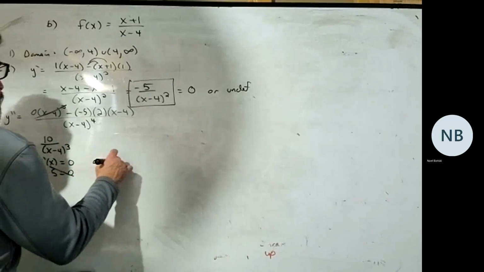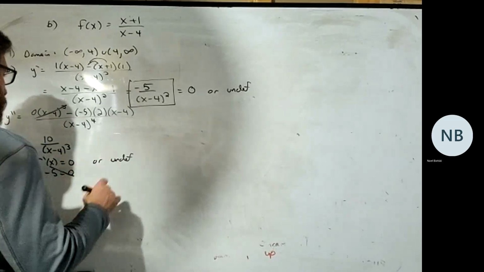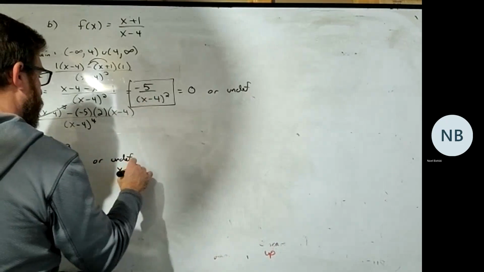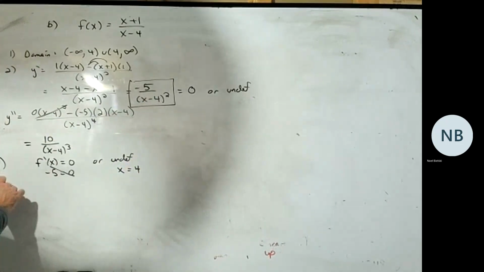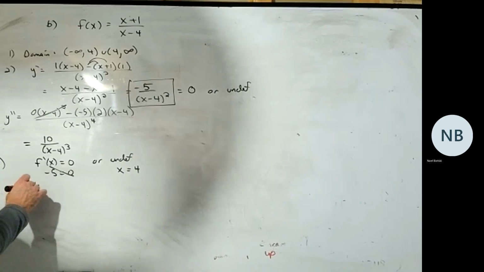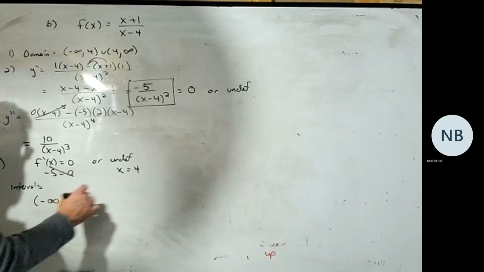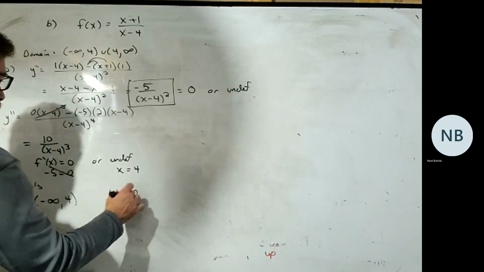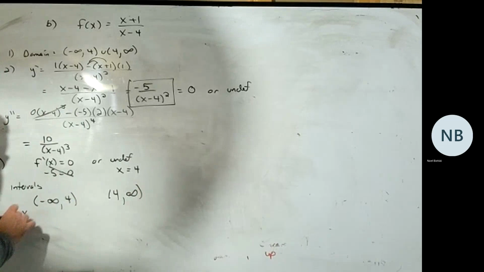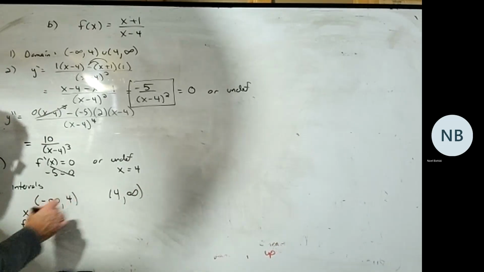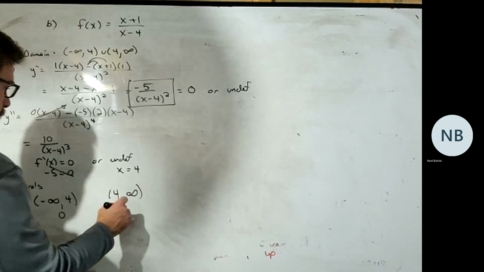Or it's going to be when it's undefined. So it's undefined when the denominator is equal to 0. So that would be when x is equal to 4. So our intervals are going to be minus infinity to 4 and 4 to infinity. So then we'll pick an x value and plug it into the derivative. So I don't know, let's pick 0 and pick 5.